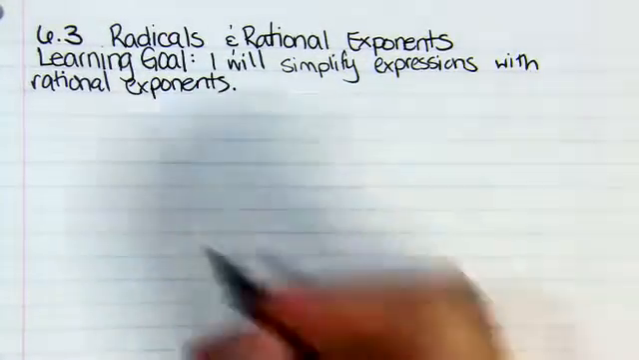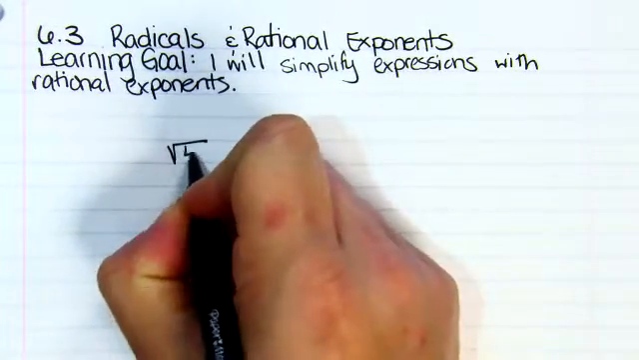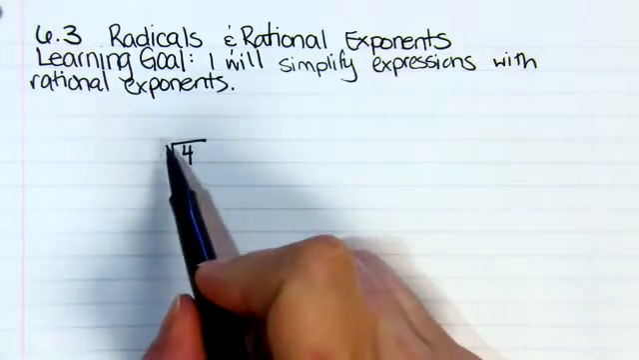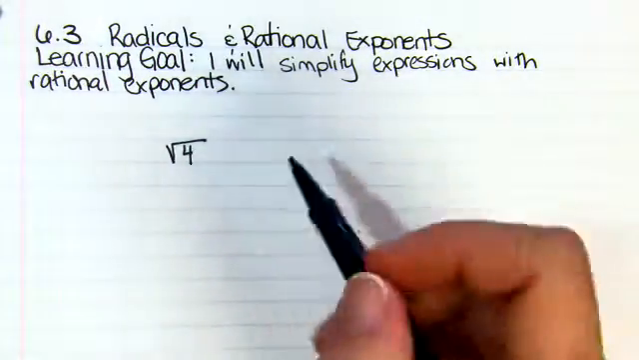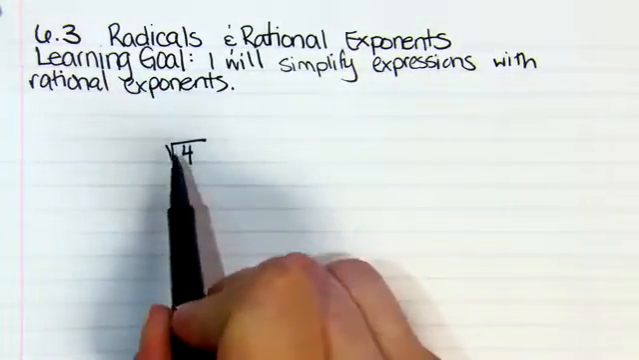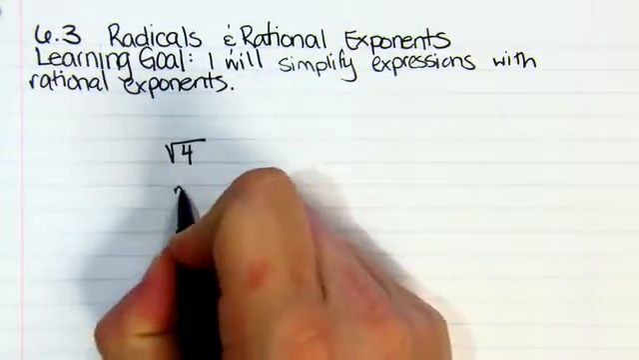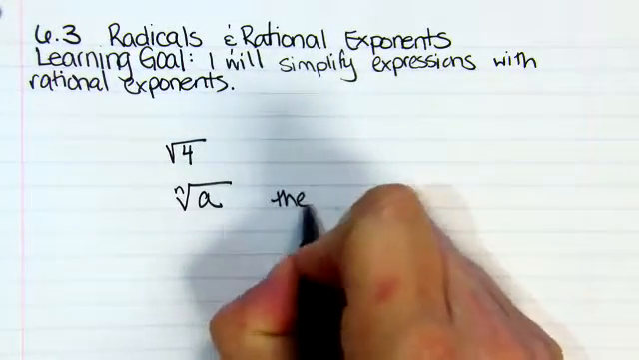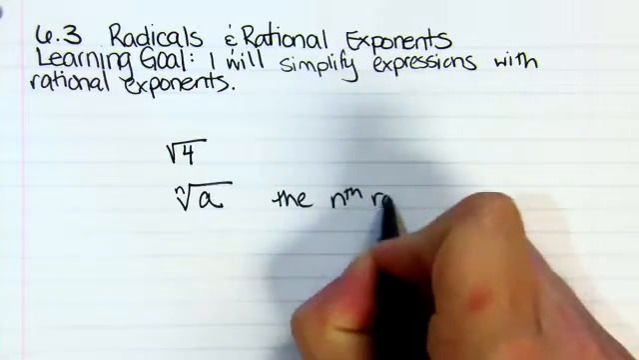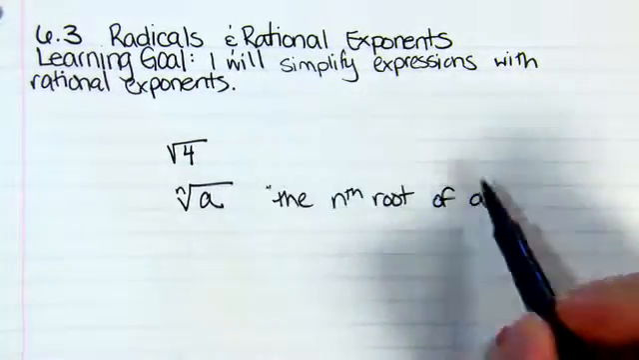Another thing to remember, if I had the square root of 4, this square root symbol is called a radical. So today, when we go beyond just a square root, we actually call them nth roots. So this is the nth root of a. That's how you would say this.